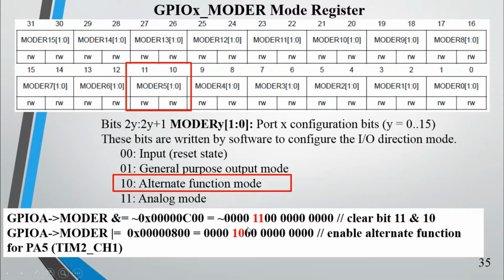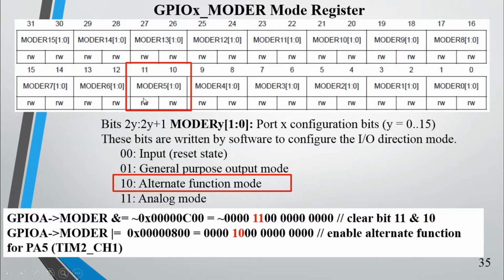So how will I do that? For that, initially, I am clearing these 2 bits. How will you clear these 2 bits? Tilde 0x00000C00. That is, this is known as C0, 0, C, 0, 0. C means 1, 1, 0, 0. And tilde is there, so those 1, 1 bits will be cleared. Bit numbers 11 and 10 will be cleared.